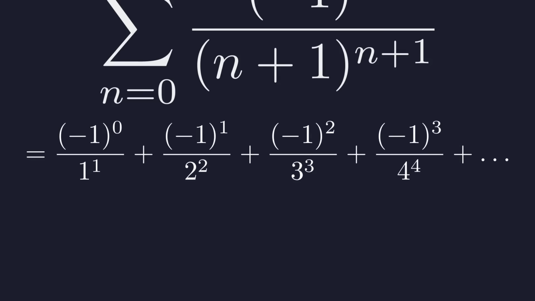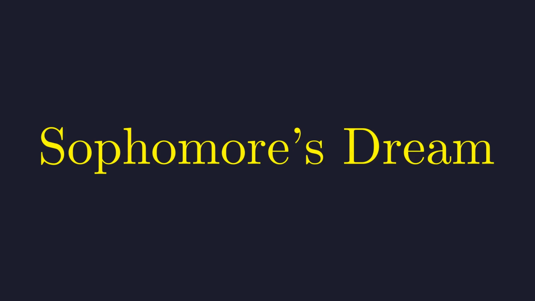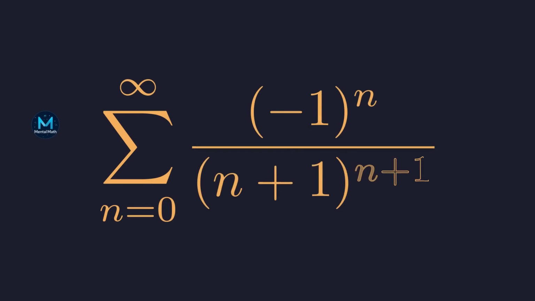Let's write out the first few terms of the series to see the pattern. We get 1 minus 1/4 plus 1 over 27 minus 1 over 256, and so on. This remarkable identity has a special name. Our result is in this form.